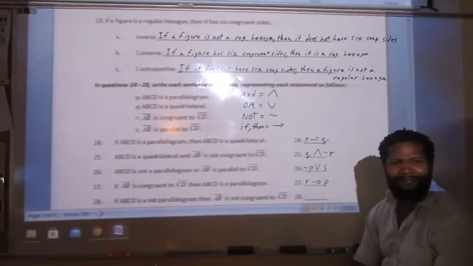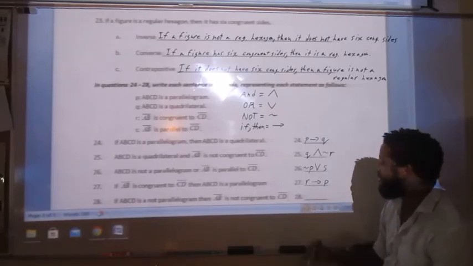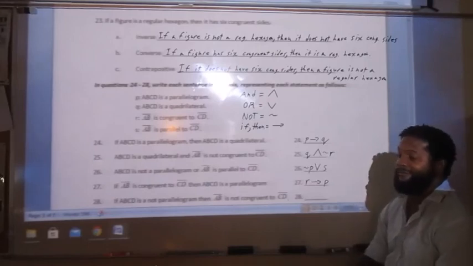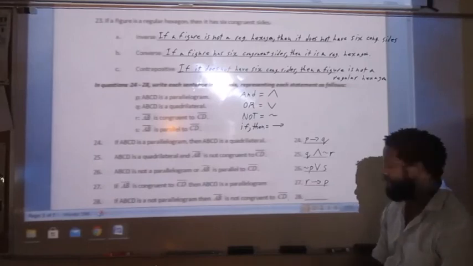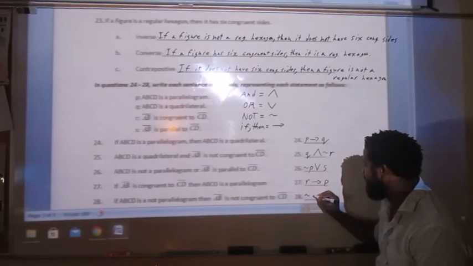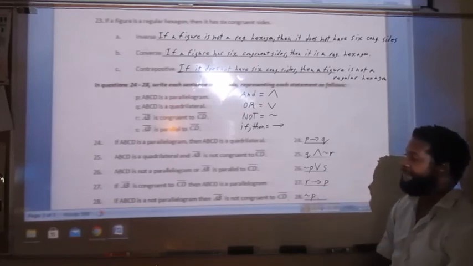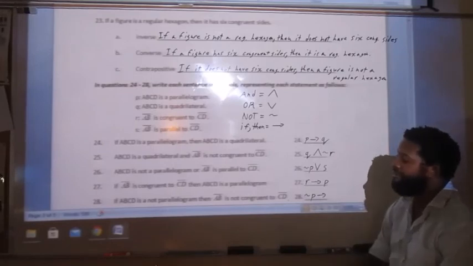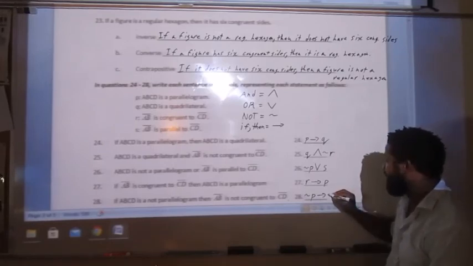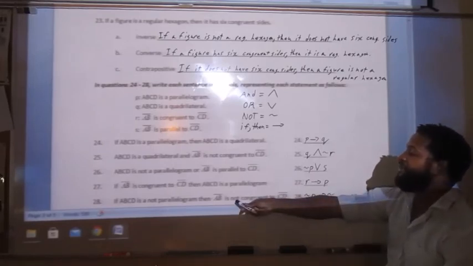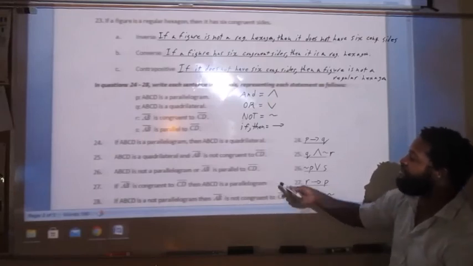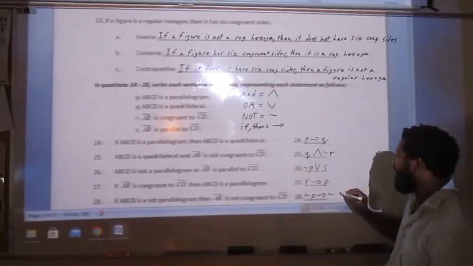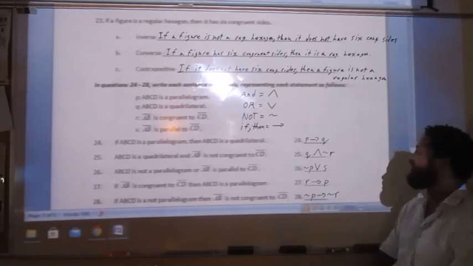Read it out. Squiggly line, P. And then would it be the arrow? Good job, because it's an if-then statement. Squiggly R: segment AB is not congruent to segment CD. So R. Good job. Okay?